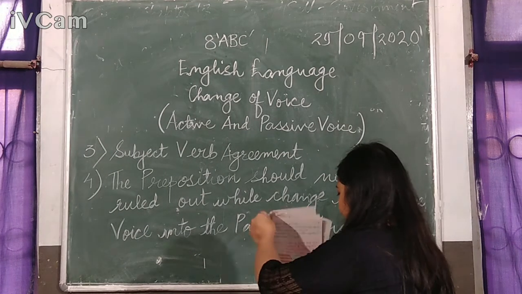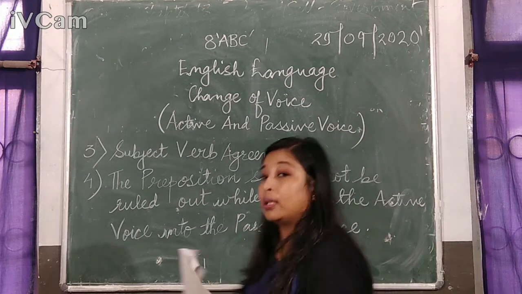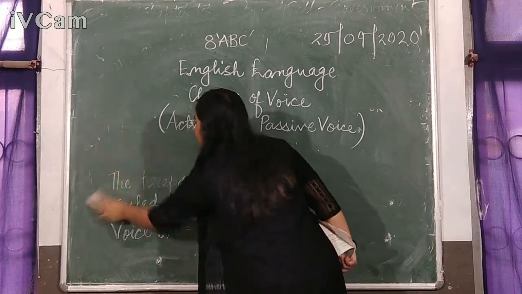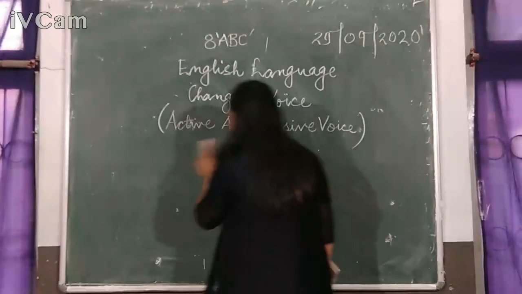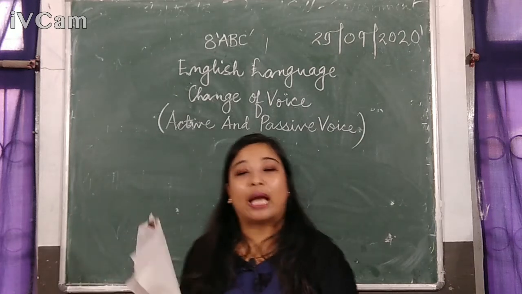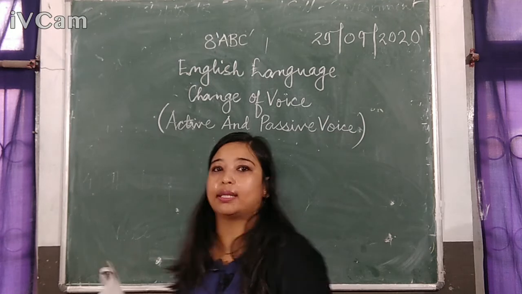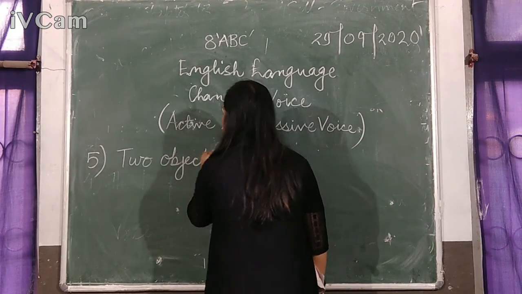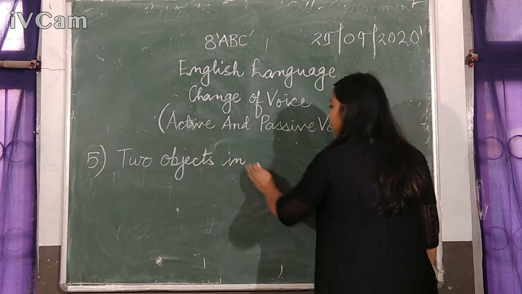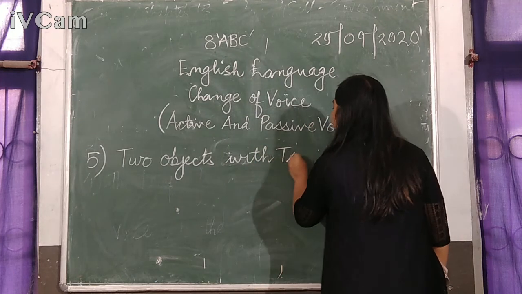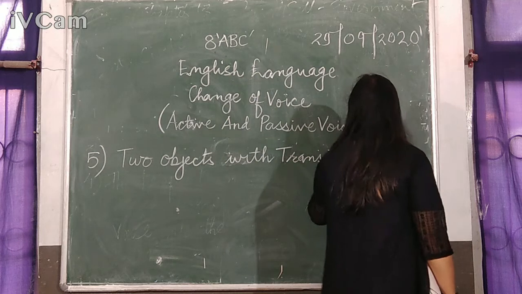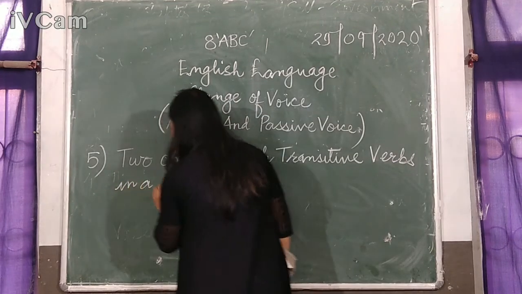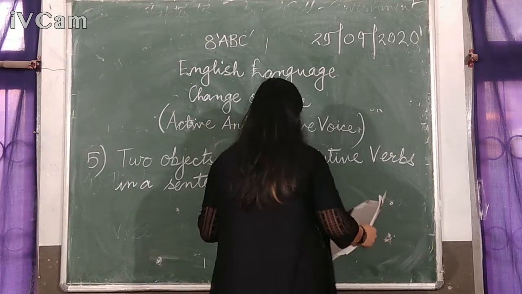And rule number 5 is in case of transitive verbs with 2 objects, you can use either of the objects in the passive voice.